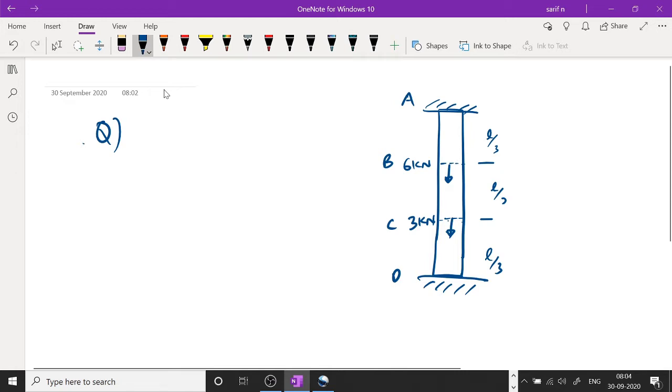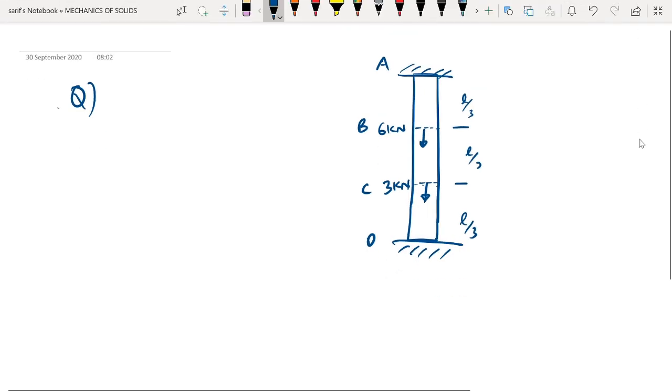In this lecture, we will be trying to solve the problem that is given here. So if you look into the problem, what we are having is a prismatic bar. Prismatic bar means the cross-sectional area is same throughout the length. So it is a prismatic bar and it is fixed on both the ends.